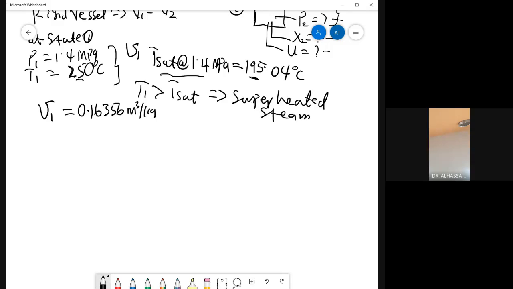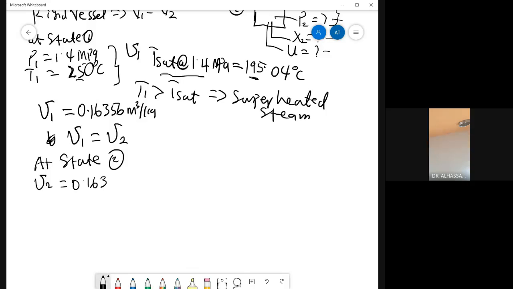So we will have the specific volume at state 1 equals the specific volume at state 2. So now we move on to state 2. At state 2, specific volume V2 equals 0.16356 meter cube per kilogram.